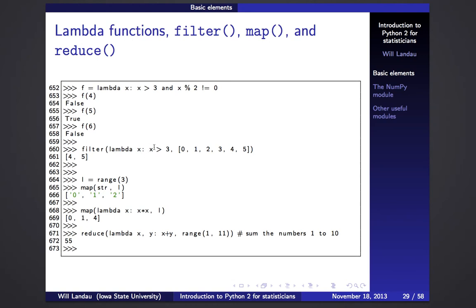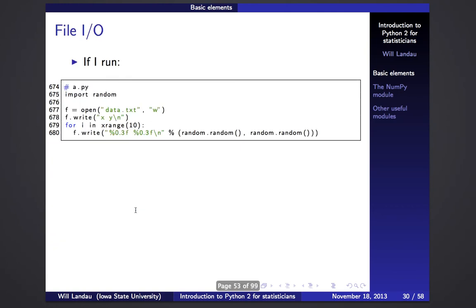This lambda is just this true-false condition. It's a function that returns true whenever this argument is greater than 3 and false otherwise. And it just filters out all the elements that are greater than 3, which in this list is just 4 and 5. There are other examples of lambda functions and their usages in filter, map, and reduce that you can play with. File input output. It's similar to C.